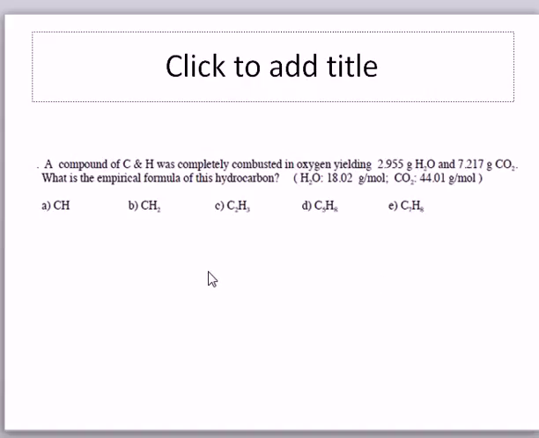In this question, it's another combustion where you have a compound of CnHm, that's a hydrocarbon, and it's combusted in oxygen, and it yields very similar products. Now you got 2.955 grams of water and 7.217 grams of carbon dioxide. So you have to use that information to calculate the empirical formula.